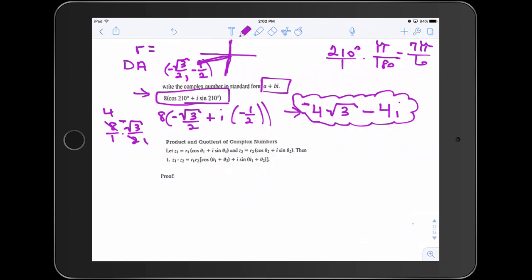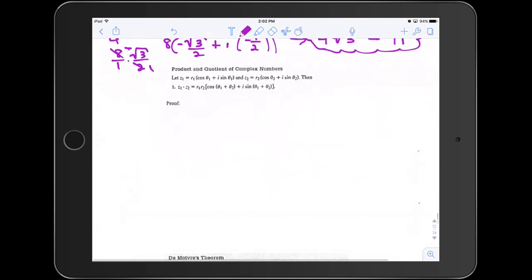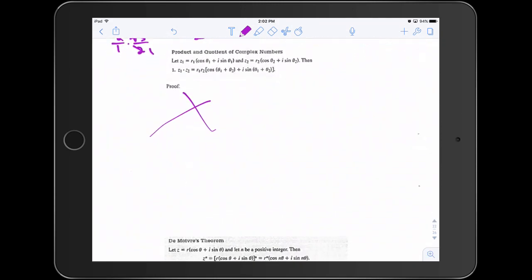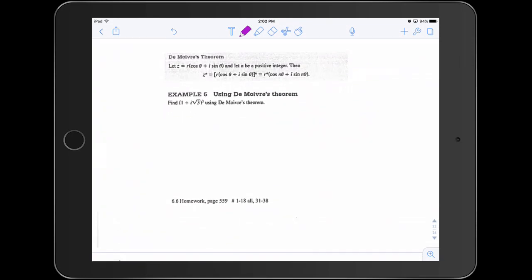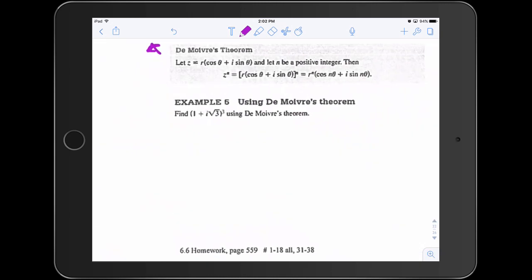Now there's this beautiful proof down here that we're just not going to do, because we want to get right into de Moivre's theorem, which I have been promising. It says, let z equal r times the quantity cosine theta plus i sine theta, I'm sure you recognize that, and let n be a positive integer.